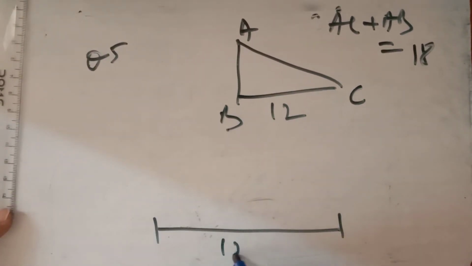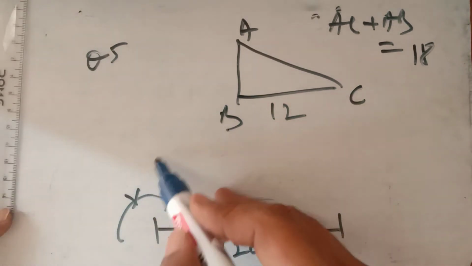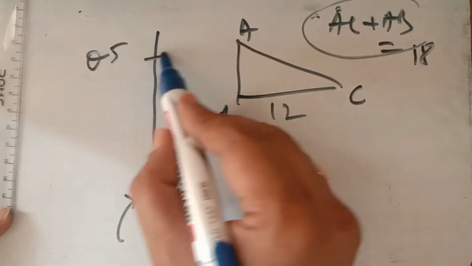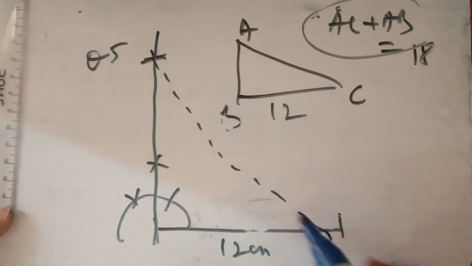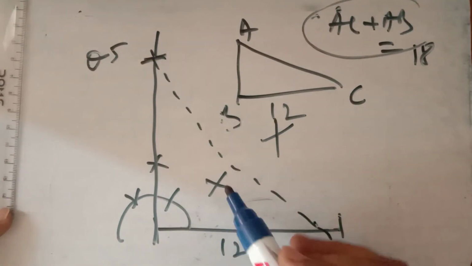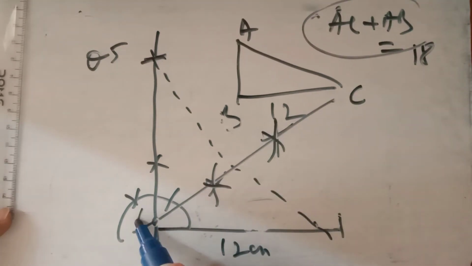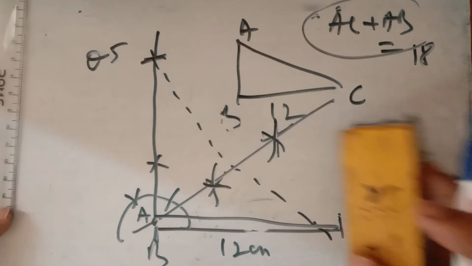So you have to draw when the sum of the two sides is given. First of all, draw this side as 12 centimeter. Draw an angle of 90-degree. You have to mark the sum of the two sides on this arm, 18. You have to join it by the dotted line. You have to draw the perpendicular bisector of this. The point it will meet will be the point A, and B and C, and it will be the required right angle triangle. I'll draw it again.